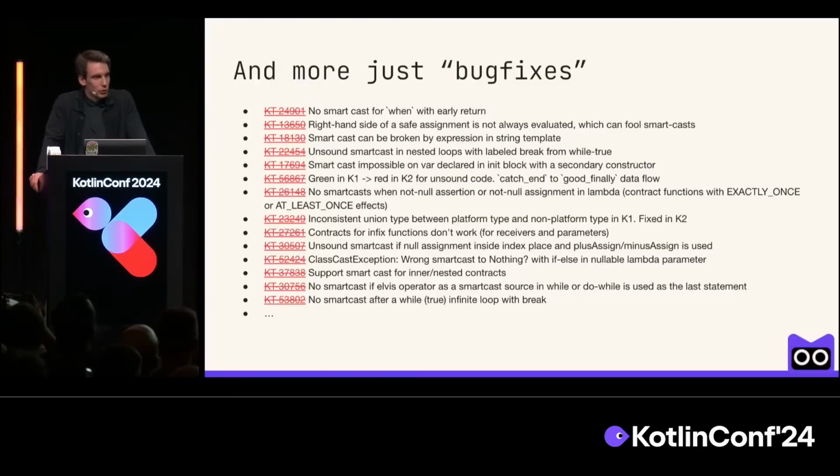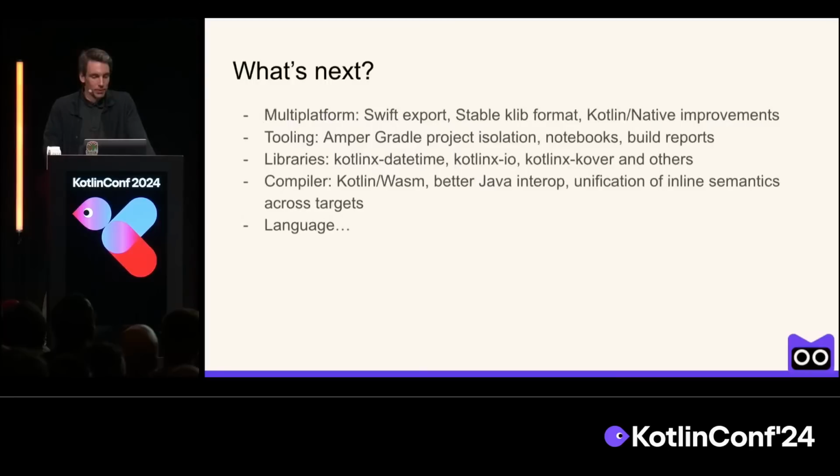But I'm not going to stop here, so let's proceed to the features that will be able to ship after 2.0. So we have a lot of stuff on our plate. Regarding multiplatform, with Swift exports, stable KLib formats, with tooling like Amper, Gradle project isolation, notebooks, with more libraries, compiler improvements, and of course, language.